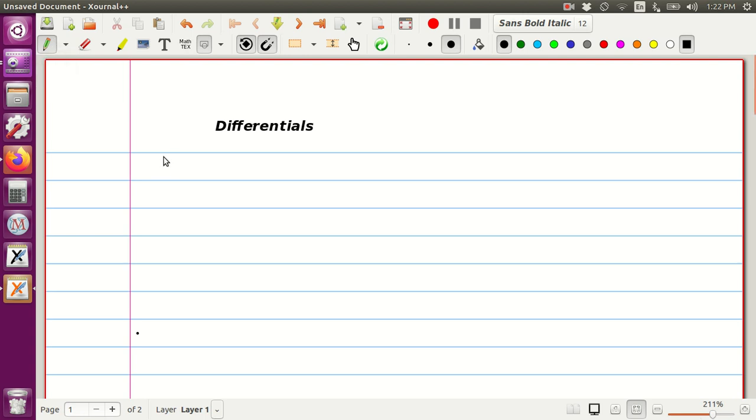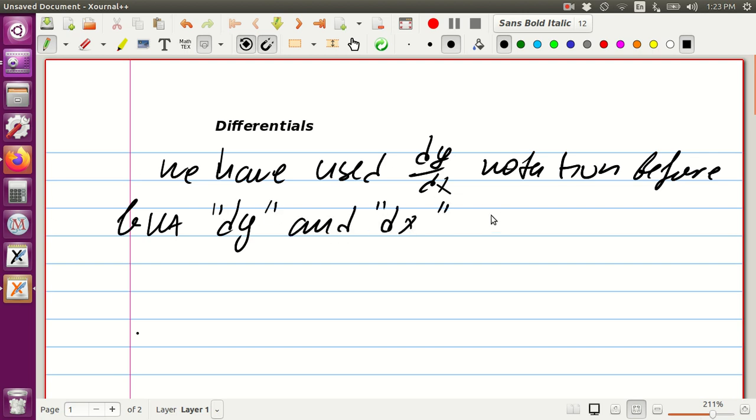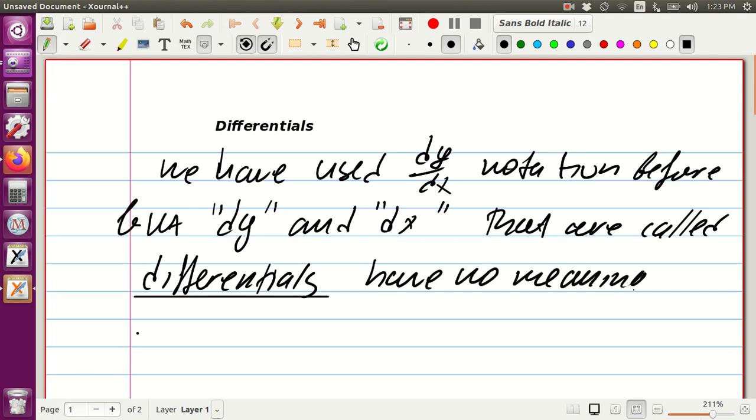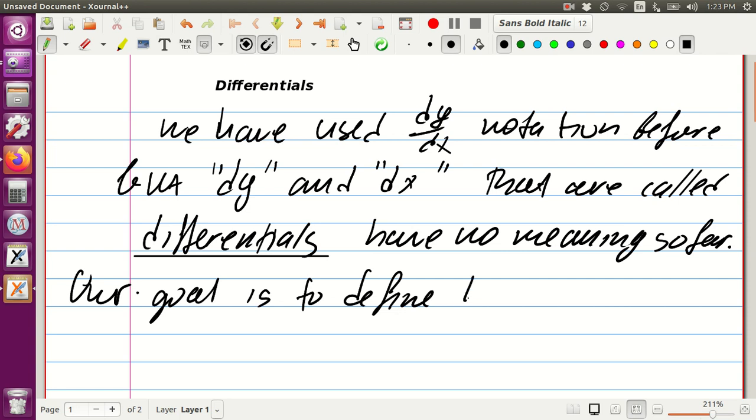So differentials. What do I mean by this? We have used dy, dx notation before, but dy and dx that are called differentials have no meaning so far. So our goal is to define dy and dx properly.